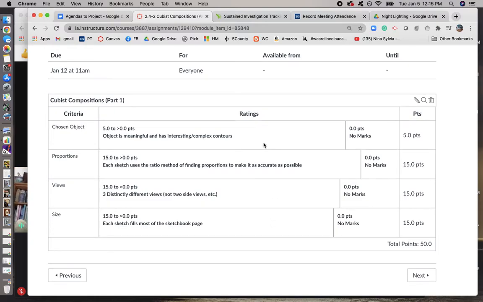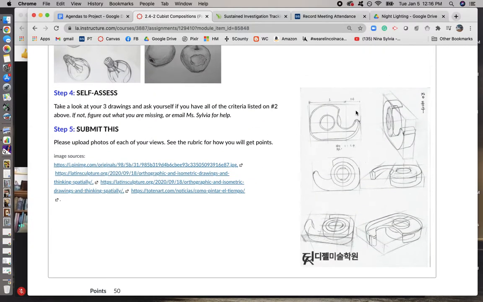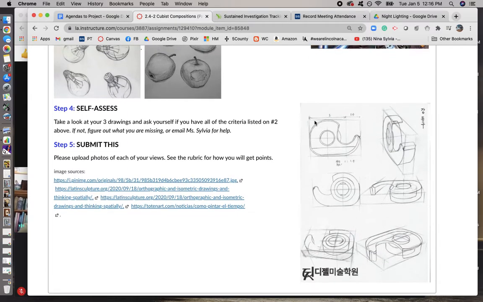So you get 5 points for choosing an object that's meaningful and has interesting and complex contours. You get 15 points for the 3 sketches if you use the ratio method of finding the proportions to make them as accurate as possible. You get 15 points if you have 3 distinctly different views, and 15 points for each sketch filling most of the sketchbook page. So if we go back to these again, this one is really nice of the tape dispenser because you can see that he's got his ratio here and he's drawn his box and drawn them in.